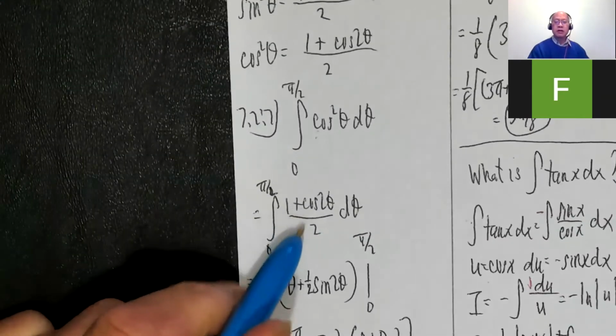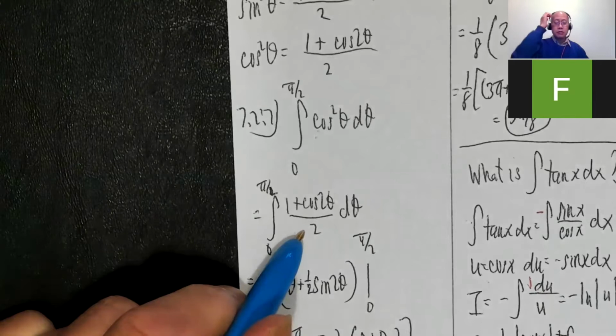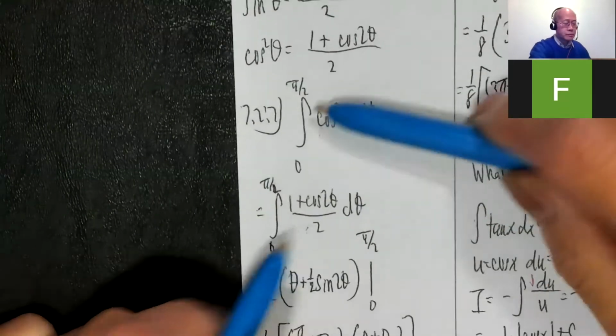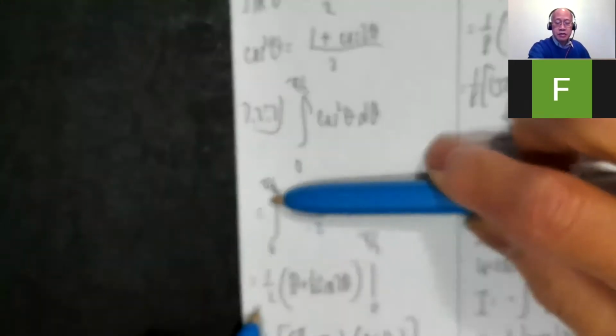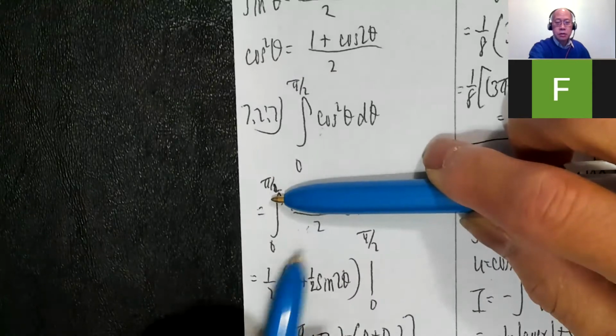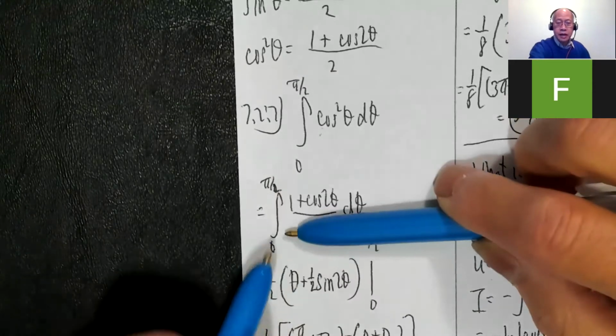1 plus cosine 2 theta over 2. And now that's a fairly easy integral, if you remember the chain rule. That 2 in the bottom comes outside, becomes a half. Okay, so that 2 is outside. I only look at this now.